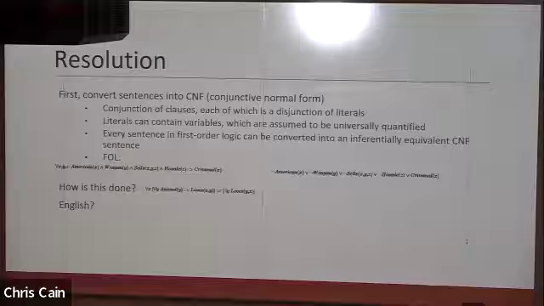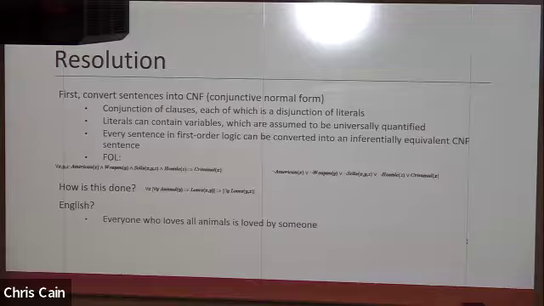What's the truth table for implies again? It's true, false, true, true for combinations of things. So true and true implies true. True and false implies false. False and true implies true. False and false implies true. But this is an implication with an implication. So the answer to this is that everyone who loves all animals is loved by someone.